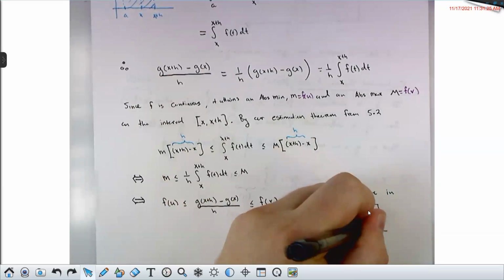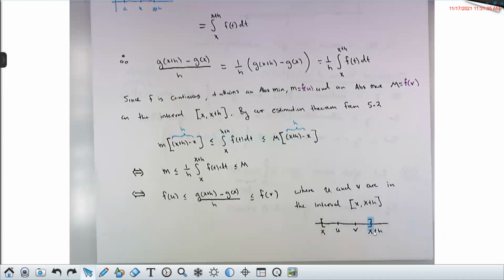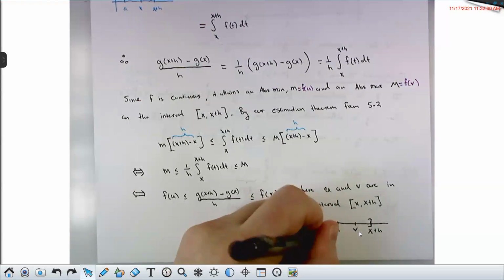As h goes to 0, this interval is going to squeeze down, right? This guy is going to come over, which is going to squeeze this whole interval down into a point. So as h goes to 0, what happens to u and v as this bracket comes over? They get closer together, true. And they also both get closer to some particular number. So this is fixed.